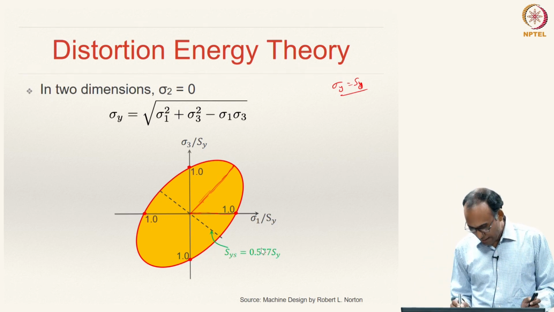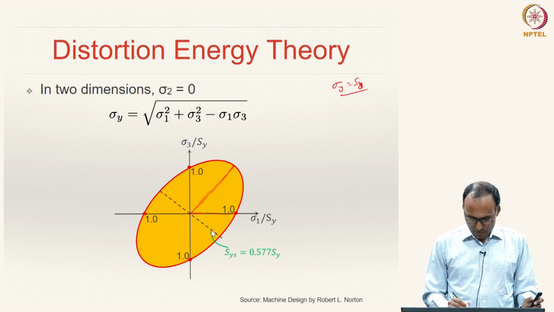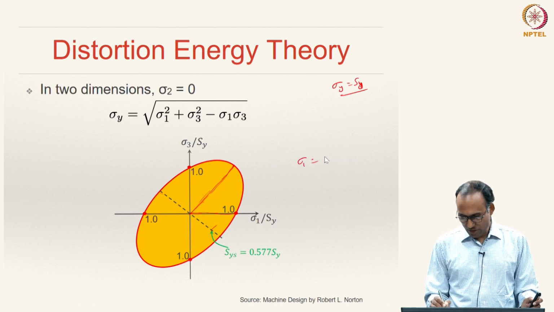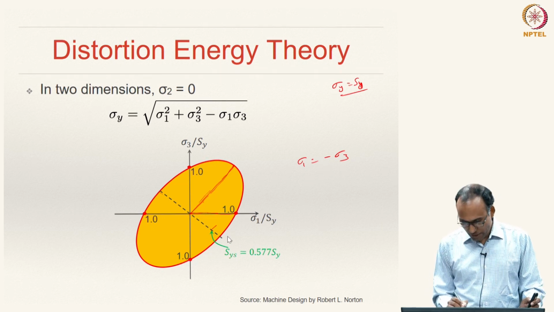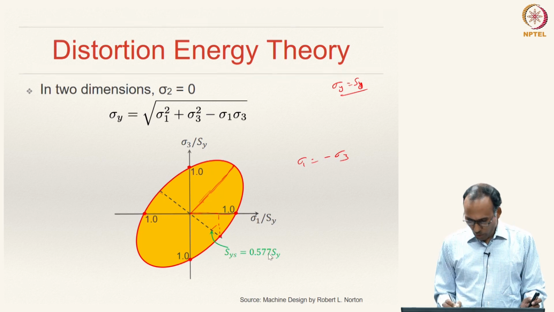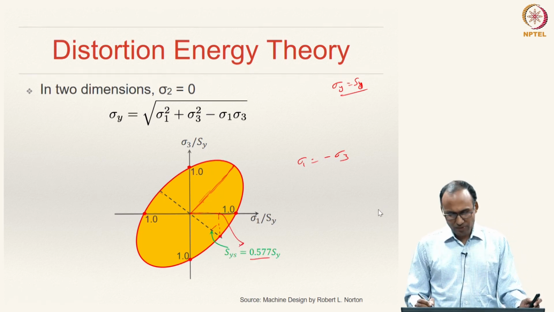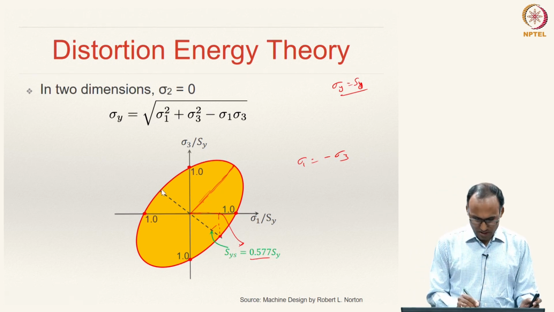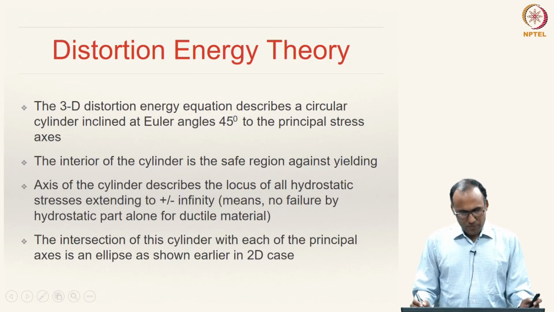And here you can see this is our sigma 1, and this dashed line represents sigma 1 equal to minus sigma 3, and that represents our pure shear loading, and then we will see that this corresponds to 0.577 times sigma y, that point corresponds to 0.577 times sigma y, okay. This is the pure shear case. So, that is the equation of an ellipse.